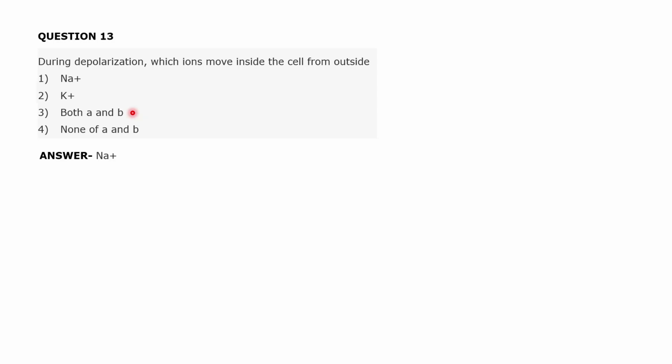So during depolarization, which ions move? The sodium ions move inside the cell from the outside environment. I think this is clear. And after depolarization, the opposite happens. Repolarization happens. The sodium channels close, the potassium channels open, and the potassium which is present in the inner content of the cell moves to the outside because of the opening of potassium channels in case of repolarization. So I think this answer is quite clear.